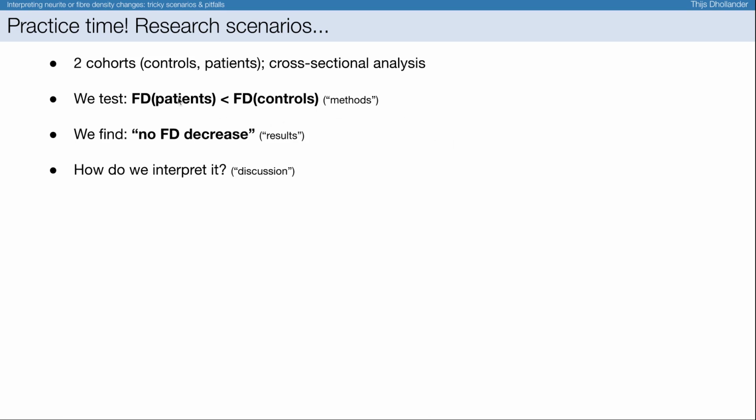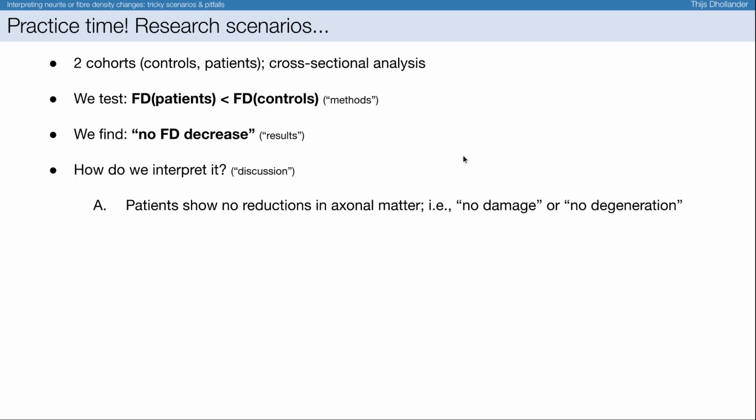All right, decrease in FD was tested, was not found. How do we interpret it? Well, here are a few options. We could say the patients apparently show no reductions in axonal matter. Or in other words, interesting for a discussion section, there was no damage in the patients, or there was no degeneration in the patients. That would be one way to write it down. It would be interesting. We talk about degeneration, we talk about damage, we talk about real world concepts, and we move away from just saying FD. So we're writing a real discussion section here.